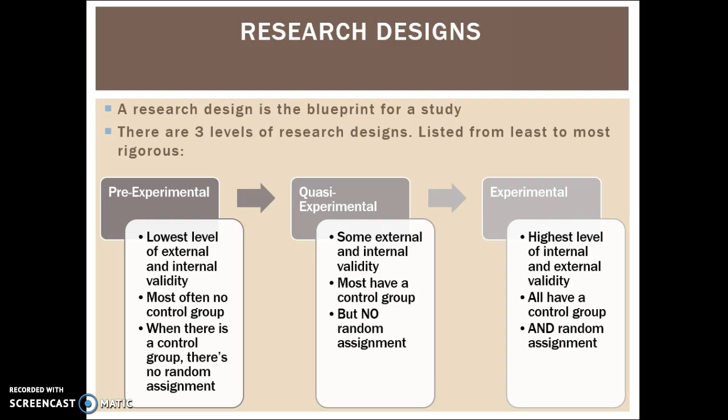The other term here in this third bullet is that there is no random assignment. Random assignment means that if you have a control group and a treatment group, your participants are randomly assigned to one or the other. So they're either randomly assigned to your control group or your treatment group. That's what random assignment means. So again, with a pre-experimental design, you have the lowest level of internal and external validity. You usually don't have a control group. And if there is a control group, there's no random assignment to the control and the treatment group.